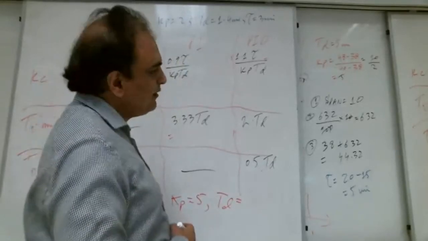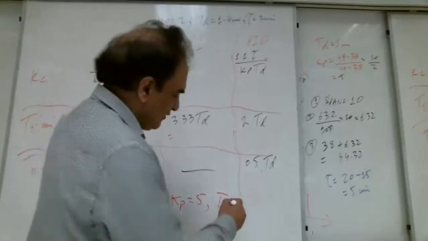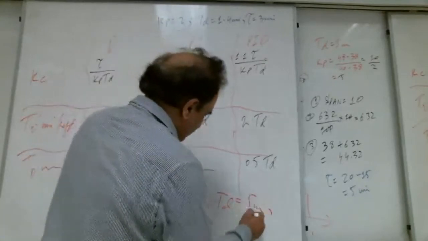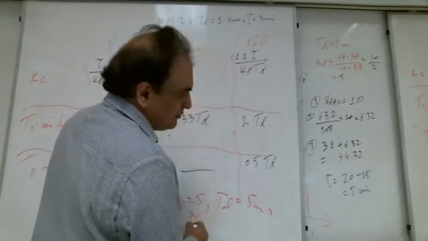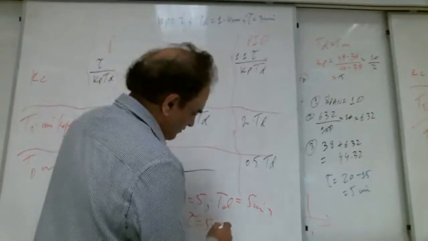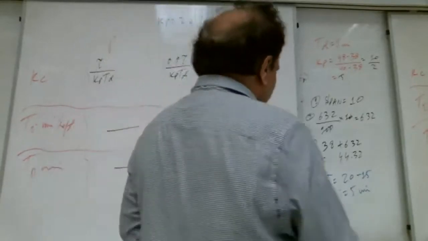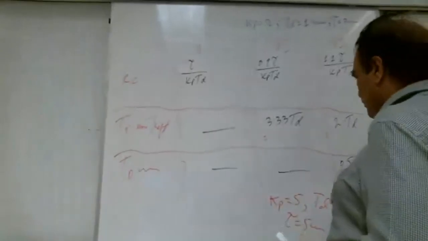What is TD, Shabab? 5 minutes. And what is tau? 5 also, 5 minutes. That's good. Luckily, everything becomes 5. Now, what is the solution?